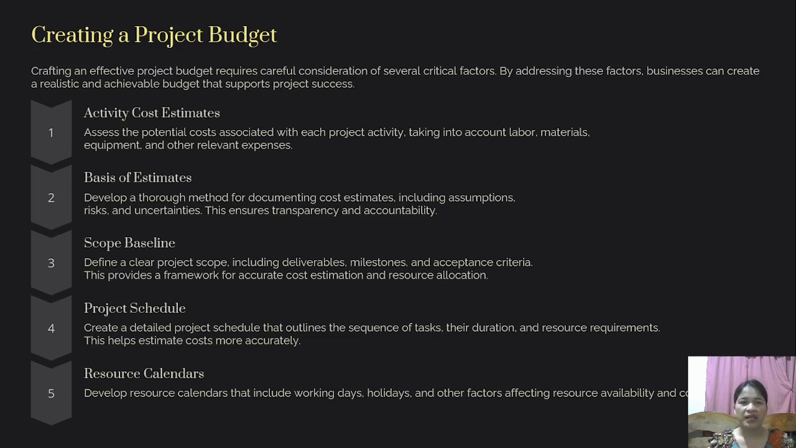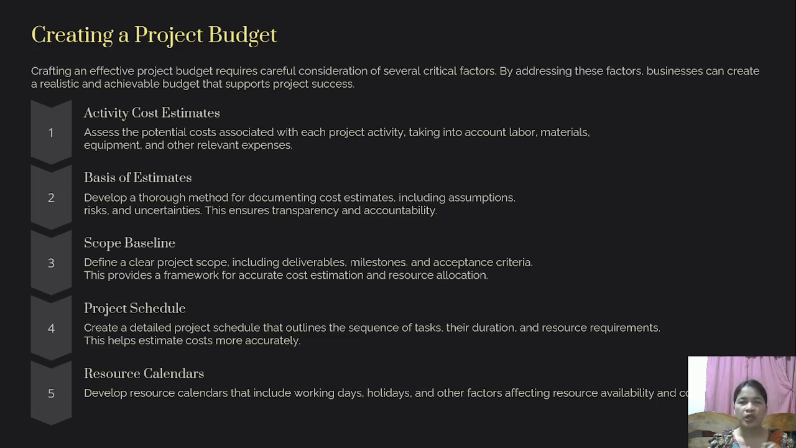Number one is the activity cost estimates. You assess the potential cost associated with each project activity, taking into account the labor, materials, equipment, and other relevant expenses. Next is the basis of estimates. You develop a thorough method for documenting cost estimates, including assumptions, risks, and uncertainties. This ensures transparency and accountability.